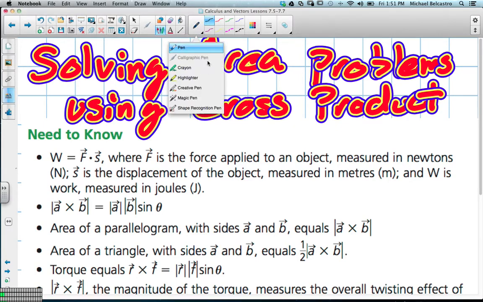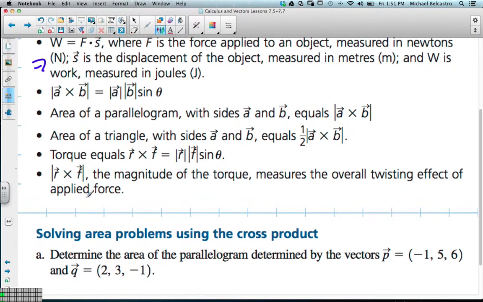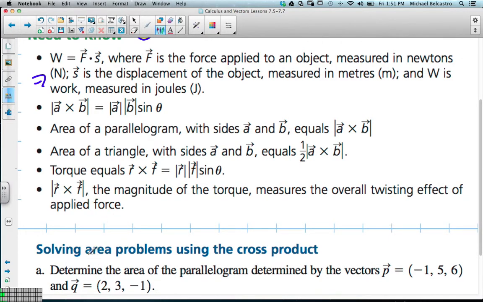Okay, we're going to work on solving an area problem using cross product. So we had just spoken about force. We're going to focus on, in this question specifically, determining the area of a parallelogram determined by these two vectors. Okay, and we'll put a visual along with it.